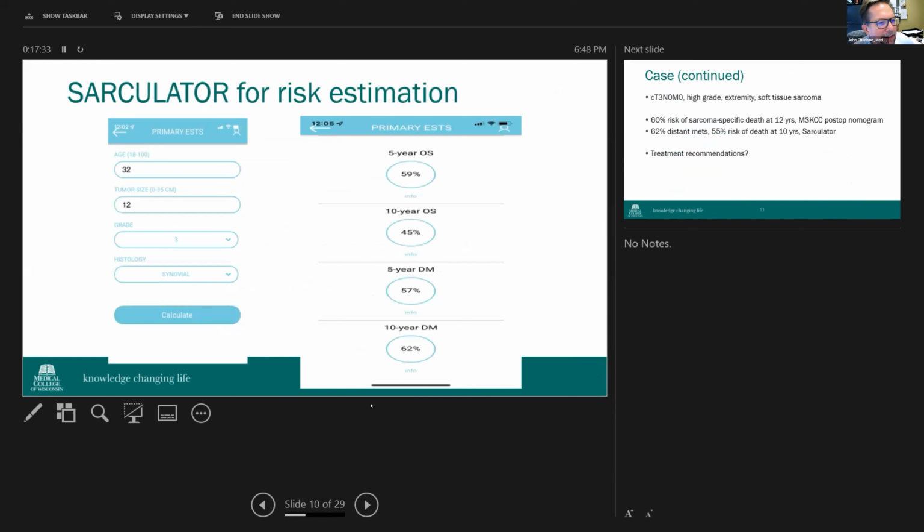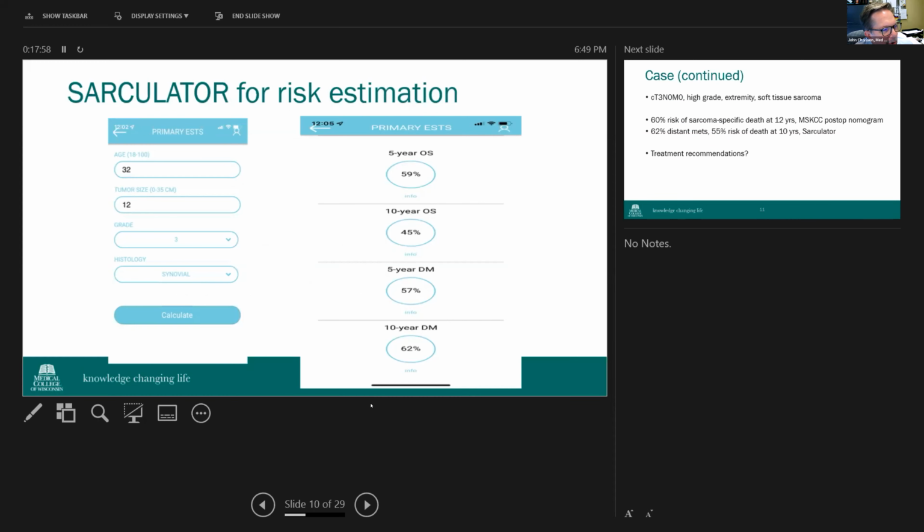A more recent iteration of this kind of thing is called Sarculator, which you can download as an app for free onto your phone. An Italian researcher took retrospective data from several large institutional databases, and at least one or two multi-institutional data sets, pulled all that data together, and you can go back and retrospectively use it to estimate what outcomes might be.